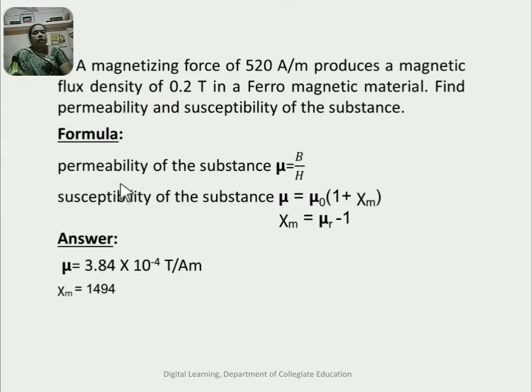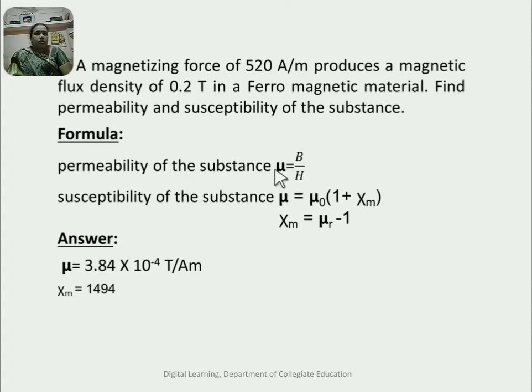So we know that the formula to calculate the permeability of the substance, according to the definition, is mu equal to B by H. And the susceptibility of the substance is modified from this formula by using mu is equal to mu naught into 1 plus psi. Psi is modified, and it is expressed as psi is equal to mu r minus 1.